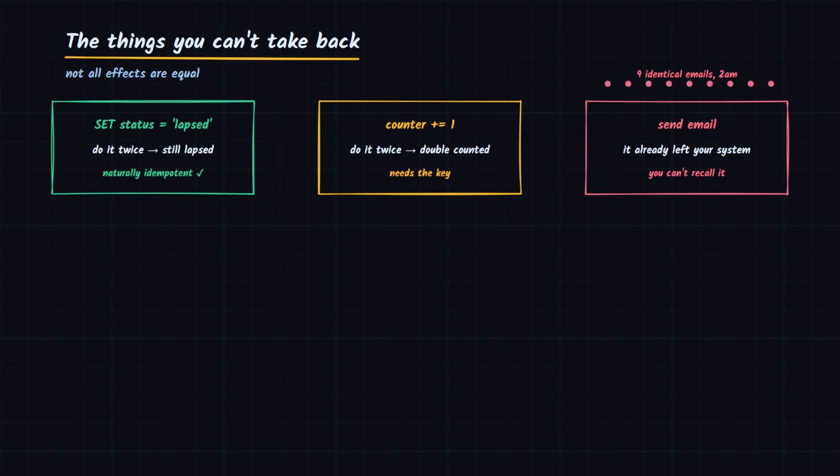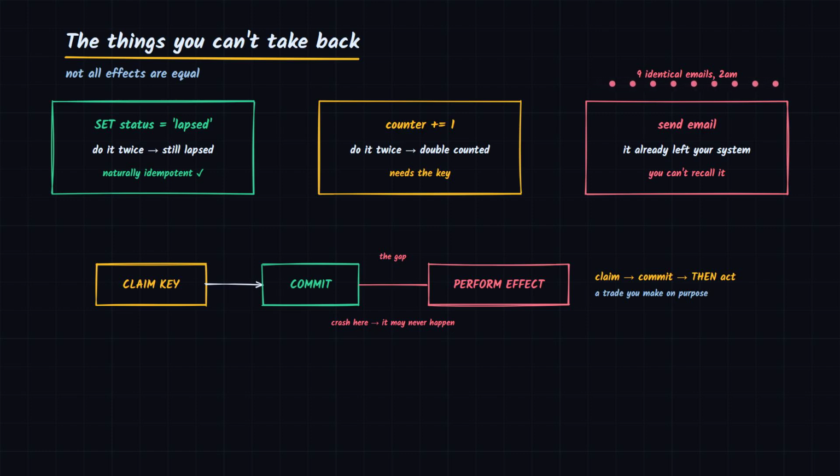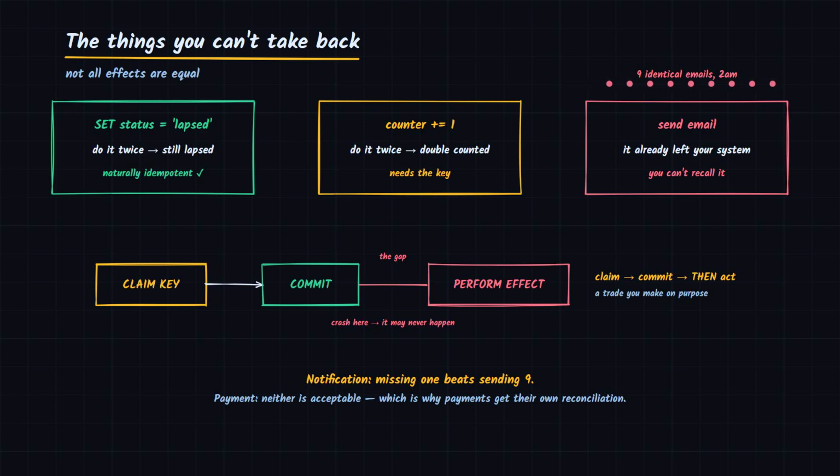So for anything with an external side effect, claim the key first, commit, and only then perform the effect, accepting that a crash in that gap means it might not happen at all. That is a real trade, and you should make it consciously. For a notification, missing one is better than sending 9. For a payment, neither is acceptable, which is why payments get their own reconciliation rather than trusting any of this.